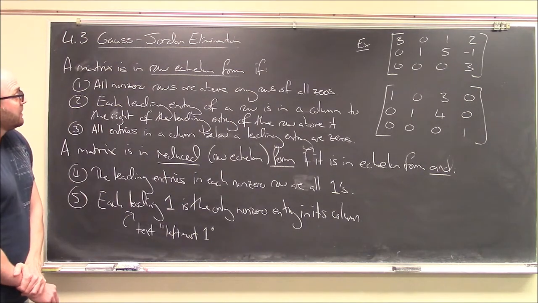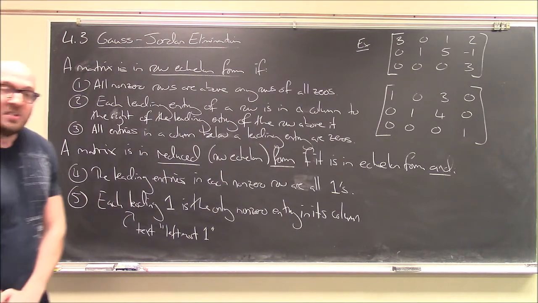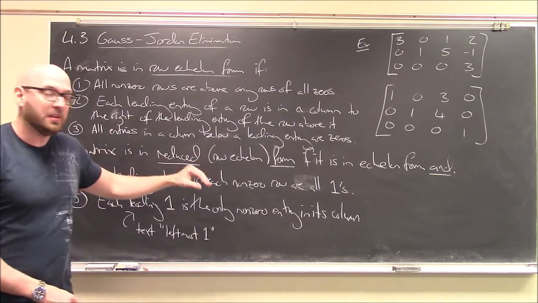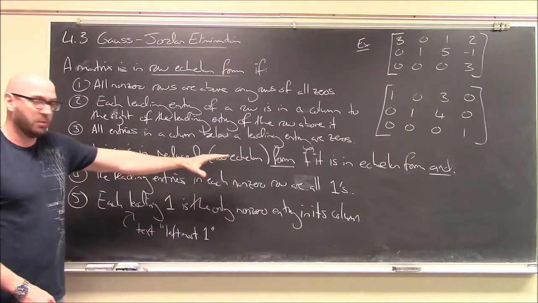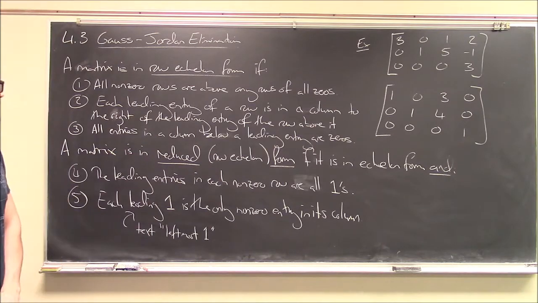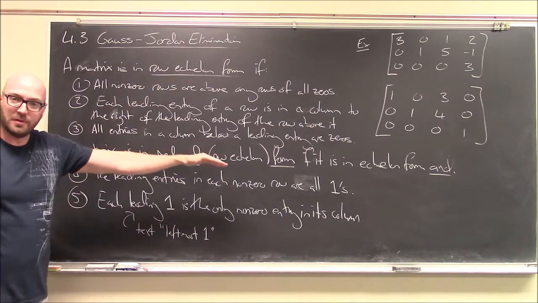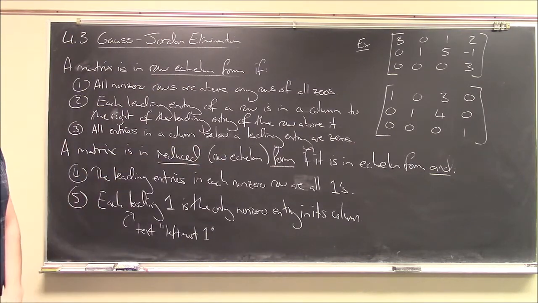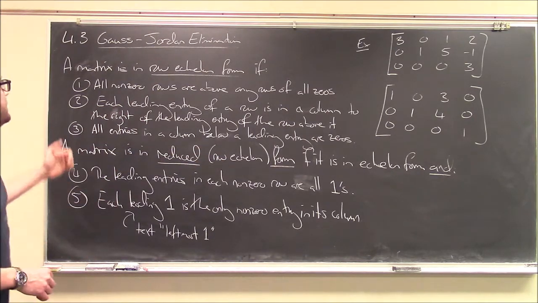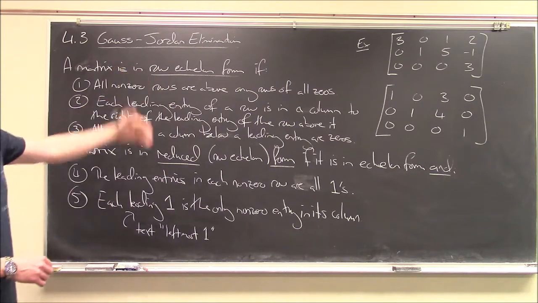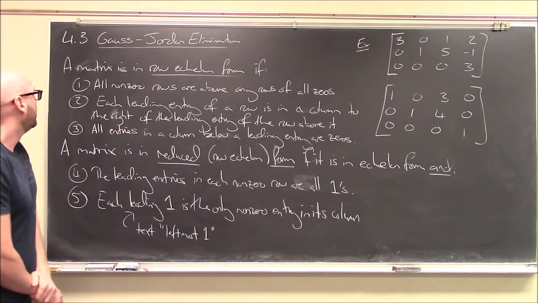So what I have here on the board behind me is a fairly long definition. I've broken it into 2 pieces. Our textbook just gives the one definition, but it's fairly standard to talk about row echelon form and reduced row echelon form as slightly separate things. So here's our definition. A matrix is in row echelon form if it has the following 3 properties.